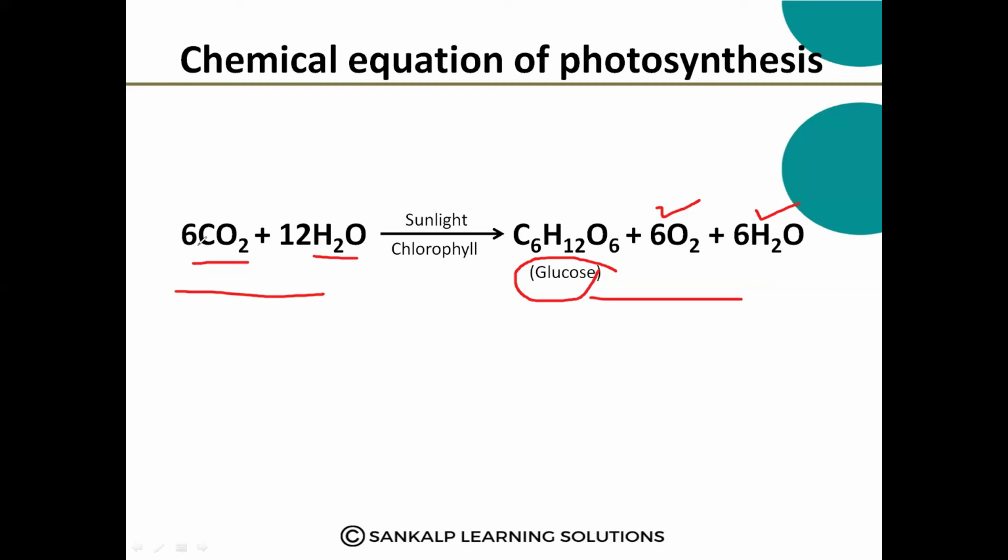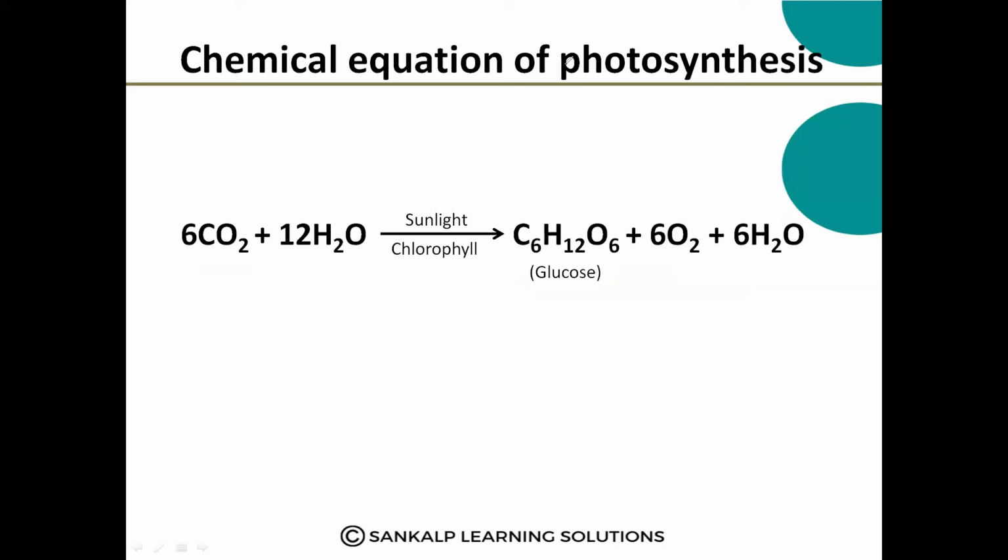So here 6 CO2, 6 carbon atoms. Here also C6, so 6 carbon atoms are there. And O2, and here 12 O. Total 18 oxygen is there. Just calculate here: 12 plus 6, so there are a total of 18 oxygen atoms. So like this, the photosynthesis chemical equation is balanced. So this equation represents the photosynthesis process.